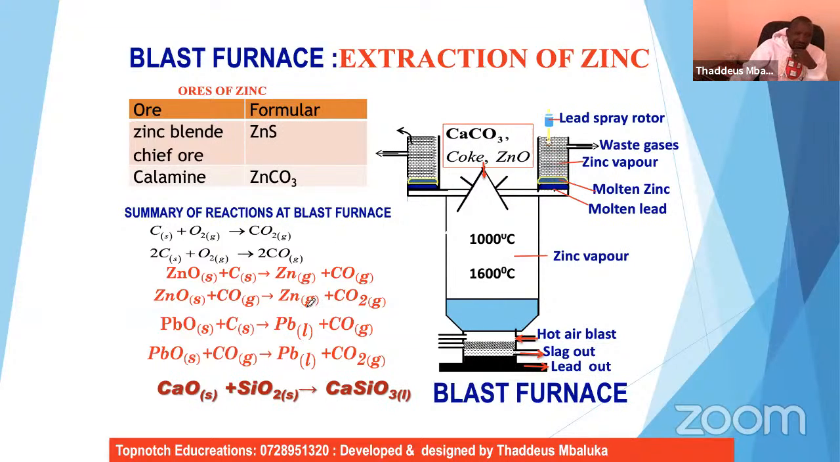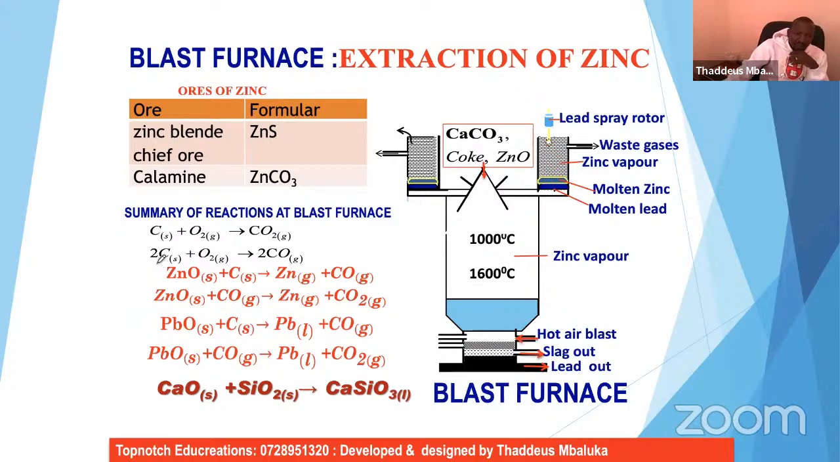Remember the main reaction, we have the zinc sulfide being converted to zinc oxide. Then from there, we have the carbon. We have carbon here, the raw material in the blast furnace, which is limestone, carbon, and now the zinc oxide. First of all, you have to burn the zinc sulfide to convert it to zinc oxide. Whatever you put in the blast furnace is not the zinc sulfide. We put the zinc oxide.